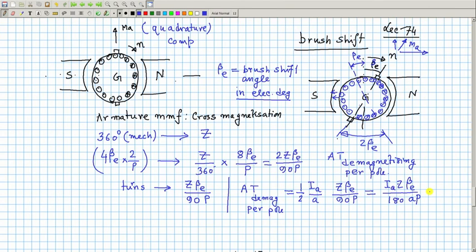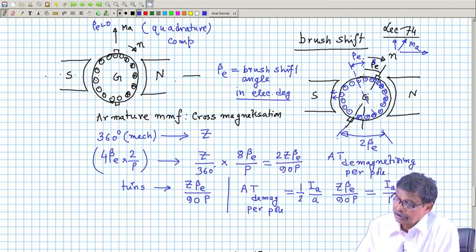If beta is equal to 0, there is no demagnetizing MMF, that is, beta E is 0 here, I have not shifted the brushes. So, these are the demagnetizing ampere turns per pole, I_a Z beta E. While using this formula, remember beta E is the brush shift given in electrical degrees, whatever it is, suppose 2 degree, a small brush shift is given.